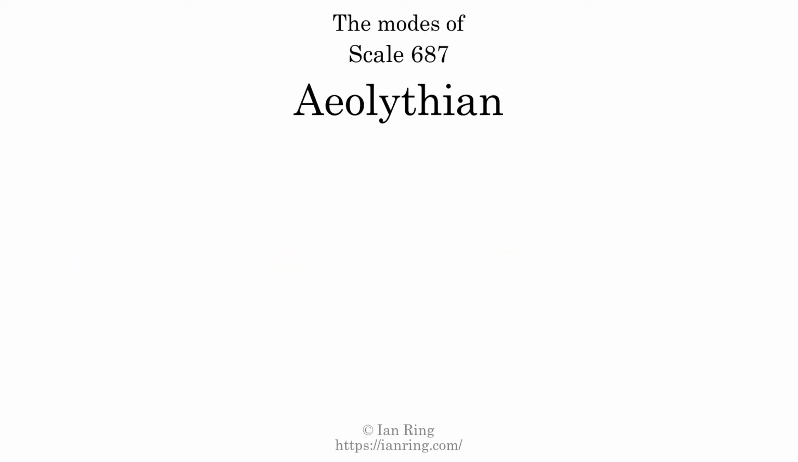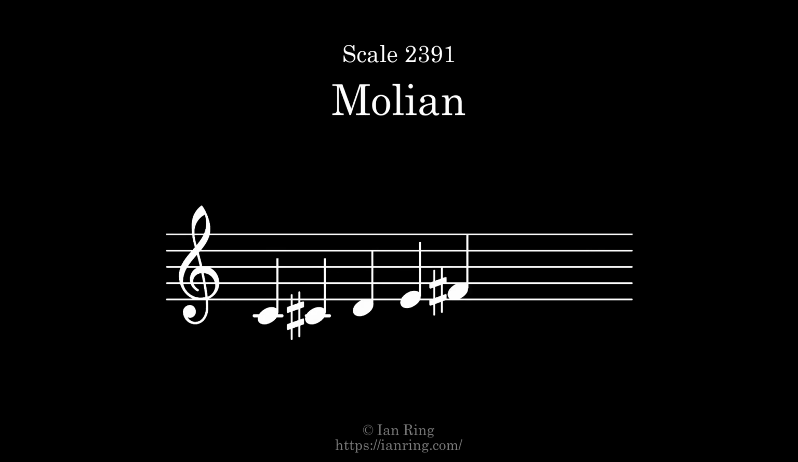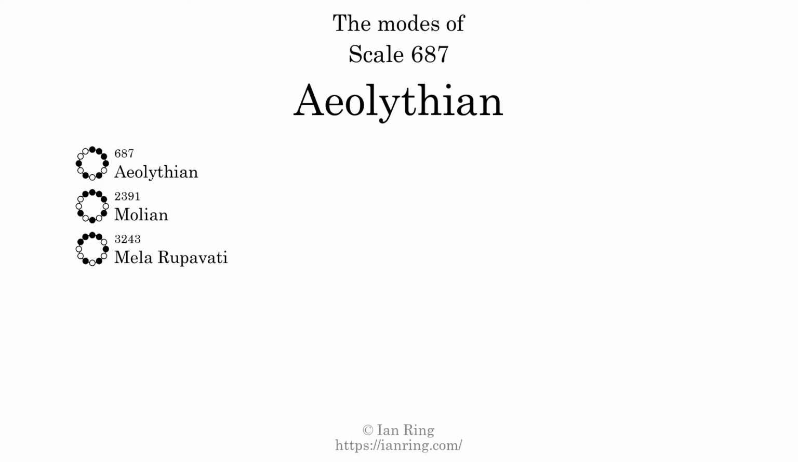This scale has 7 modes. The first mode is itself. The second mode is scale 2391, also known as Molian. It sounds like this. The third mode is scale 3243, also known as Mila Rupavati. It sounds like this.